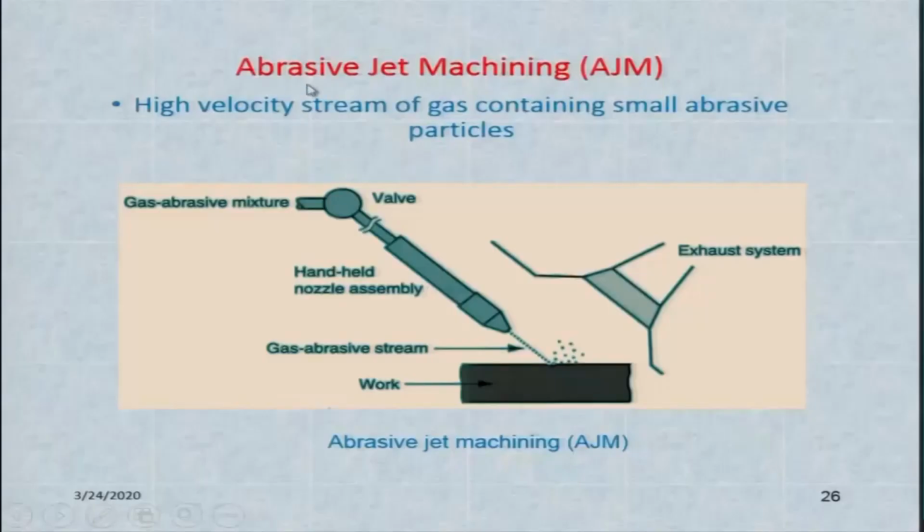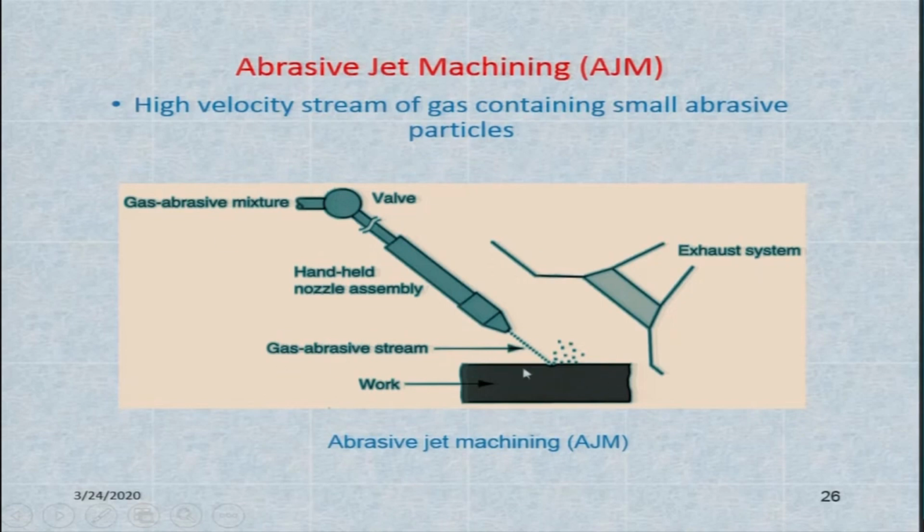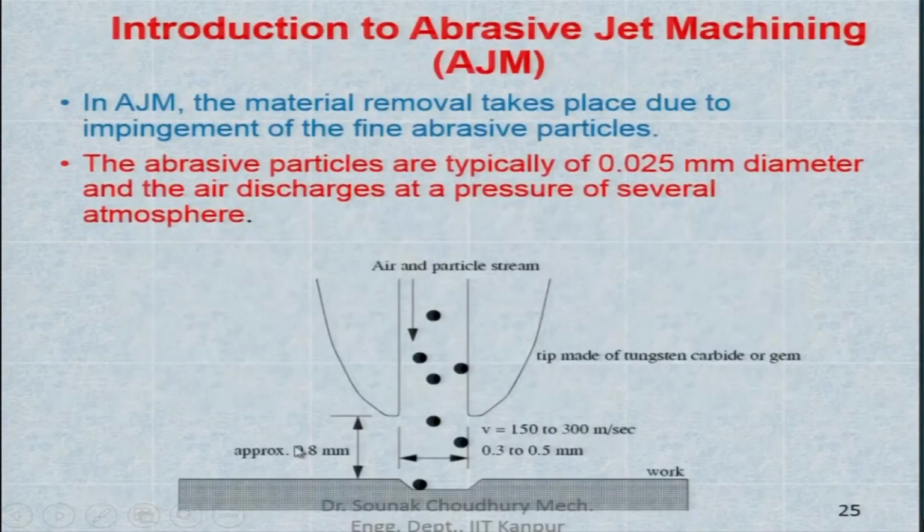In abrasive jet machining, a high velocity stream of gas containing small abrasive particles is used, as shown schematically here. This is the workpiece, and this is the gas abrasive mixture. It can be air. This is the handheld nozzle assembly, kept at a certain distance from the workpiece, and this is the standoff distance that we set.